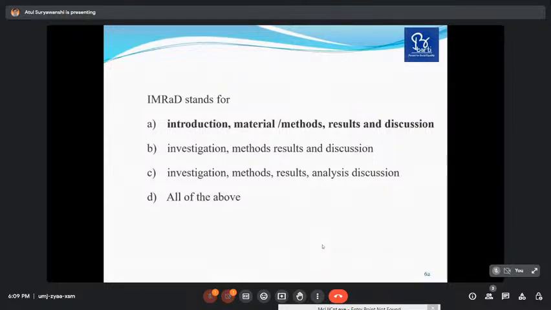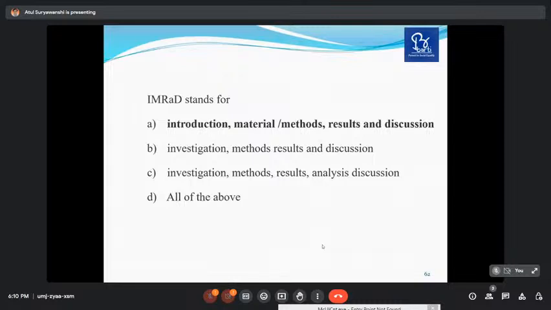In the introduction, you give a brief background and brief literature review, introduce the topic, identify the research gap, define the problem, present rationality, and all of the above. So in the very beginning, in the very introduction of our research topic, we should mention all these things. So the answer is all of the above.